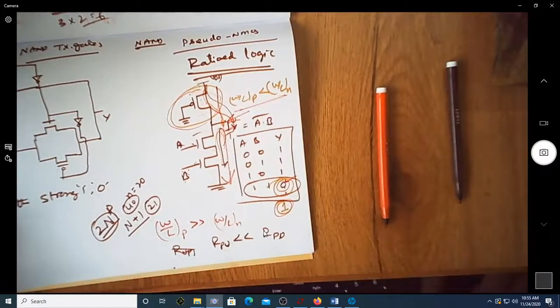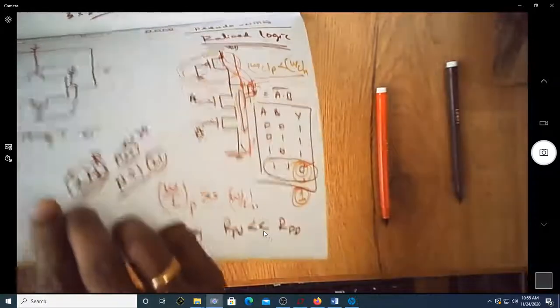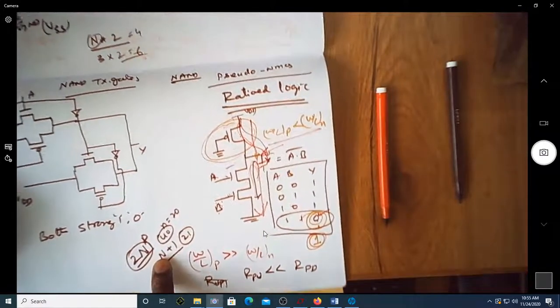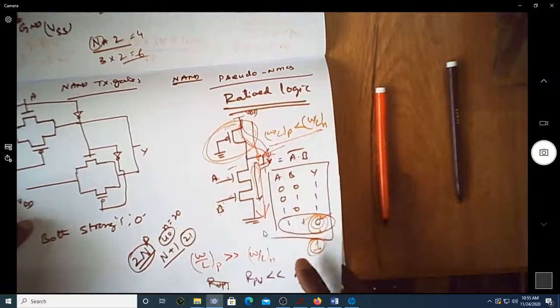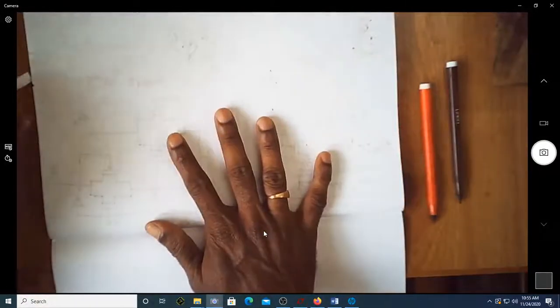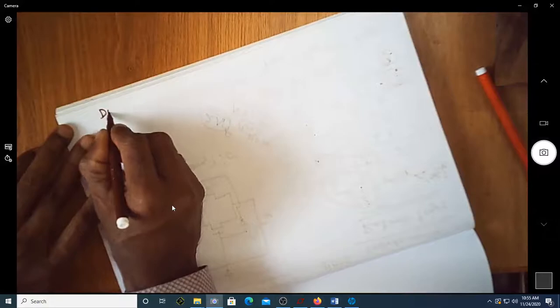The two major limitations of this pseudo NMOS are that it is a ratioed logic output, and there is a possibility of static power dissipation. And the major advantage is that the number of transistors required to implement a Boolean expression is n plus 1. So let us see, is it possible to improve on the pseudo NMOS? There is a logic called dynamic CMOS.